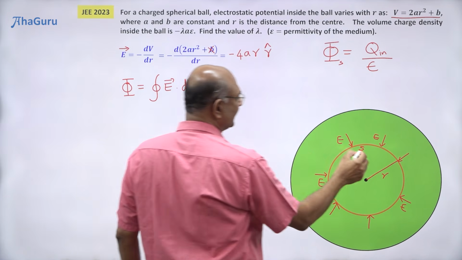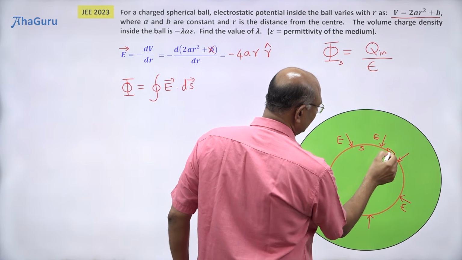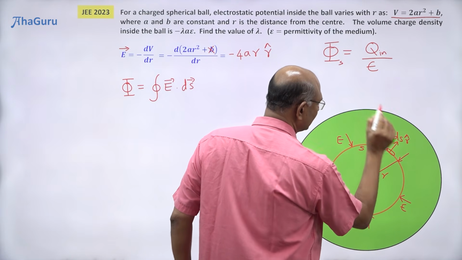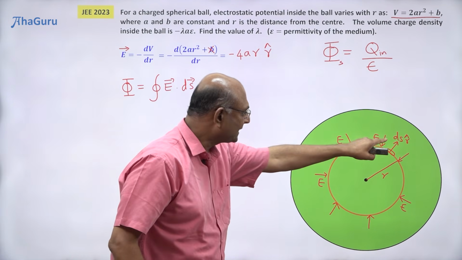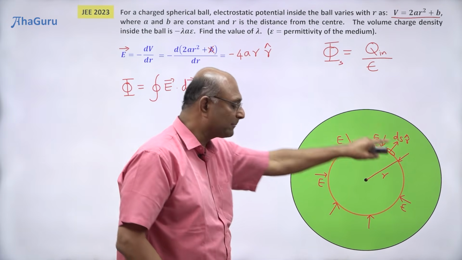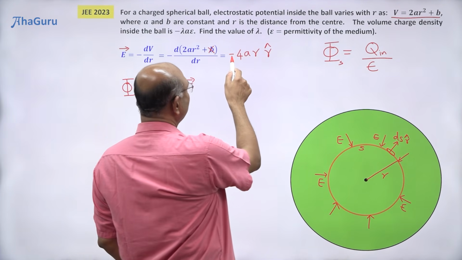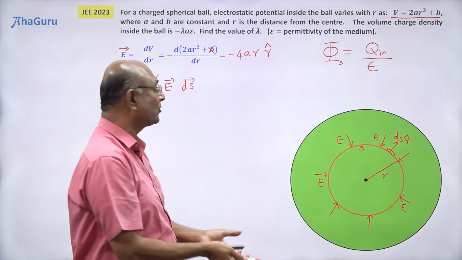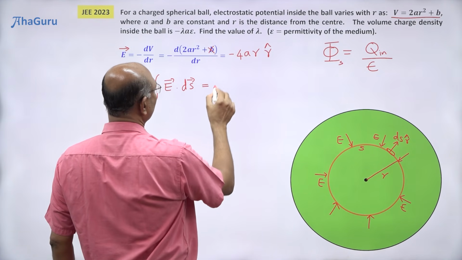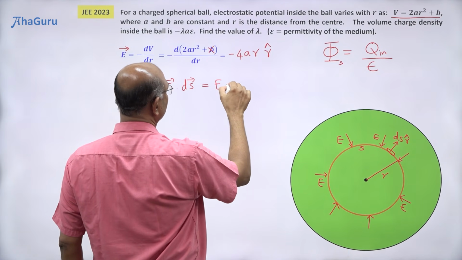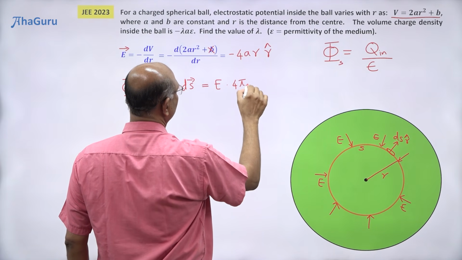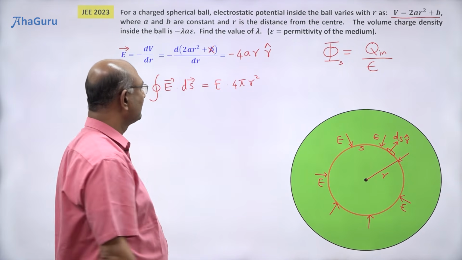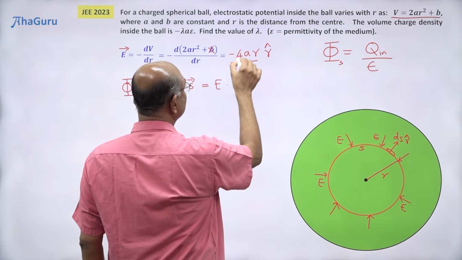So if I take any little tiny surface area, it is going to be pointing like this. So it will be ds r cap. So when I take ds vector and do a dot r cap, that's going to be 1. So all I have to do is to say minus 4ar into this surface area. What is the surface area? 4 pi r square. So it is going to be E into 4 pi r square, where I'm taking just this minus 4ar. Not the magnitude of E, I'm taking this as E.